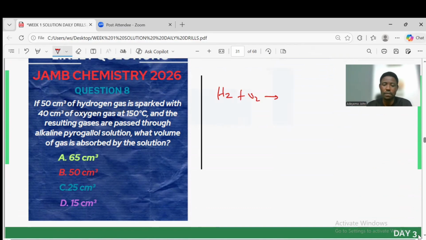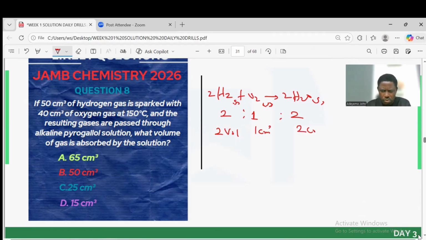H2 plus O2 will give you H2O. So we have a 2:1 ratio giving 2. All of these are gases. You can see the temperature is 150, so the water stays as vapor. When gases react, they make use of their volume. That means 2 cm³ of hydrogen will react only with 1 cm³ of oxygen to produce 2 cm³. Have you seen when you add 2 to 1 and the answer is 2? That is chemistry for you. When gases react, they do so in volume ratios because another substance has been formed.